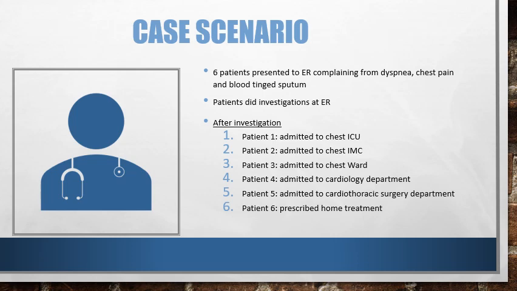The second patient was admitted to chest IMC. The third patient was admitted to chest ward. The fourth patient was admitted to cardiological department. The fifth patient was admitted to cardiothoracic surgery department, and the sixth patient was prescribed home treatment. So we have 6 patients presented with the same complaint. And after the investigation, the 6 patients have 6 different ways.